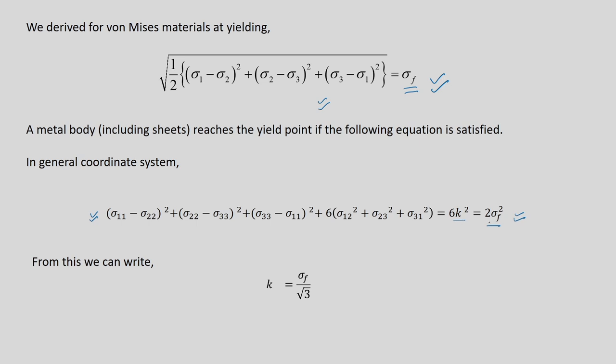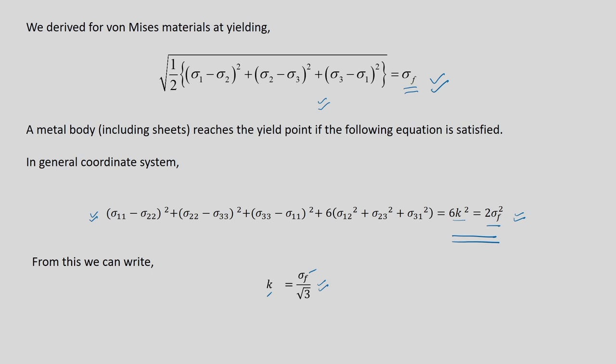The k and sigma f have the same meaning as what we discussed in the Tresca yield function. The relation 6 k square equals 2 sigma f square yields this particular relationship between k and sigma f, which is nothing but k equals sigma f by square root of 3. This relates shear yield strength to uniaxial yield strength, and this is from the von Mises yield function. In the Tresca yield function, we evaluated and got k equal to sigma f by 2. So depending on the yield function, the relationship between your shear yield strength and uniaxial yield strength can change.